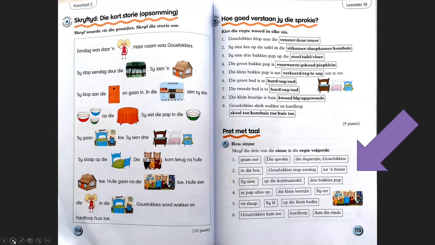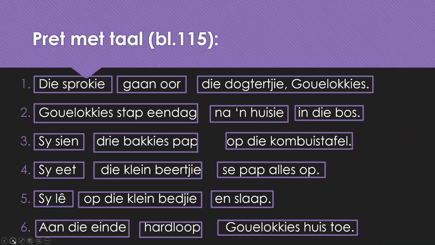Hierdie aktiwiteit was op bladsy 115. Jy moes die dele van die sinne in die regte volgorde skryf. You had to write the parts of the sentences in the correct order. Hier is die antwoorde. Here are the answers.